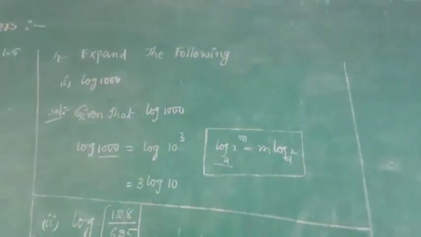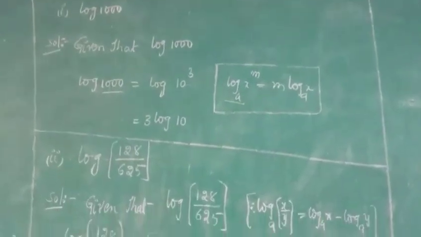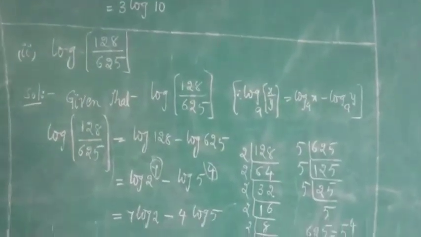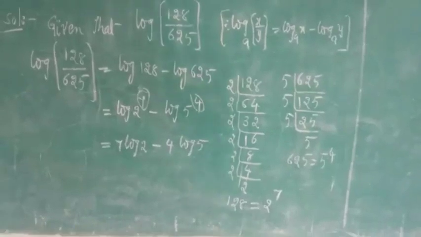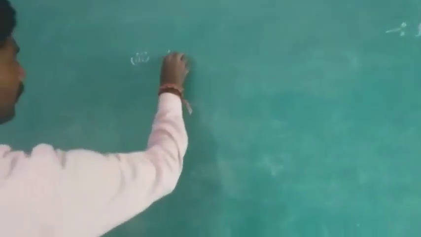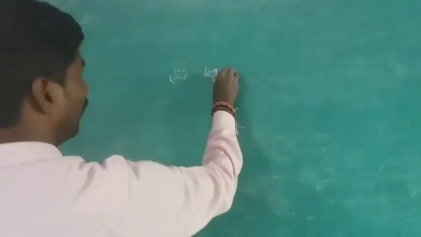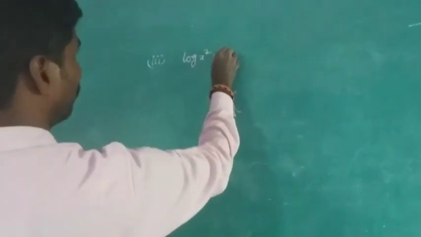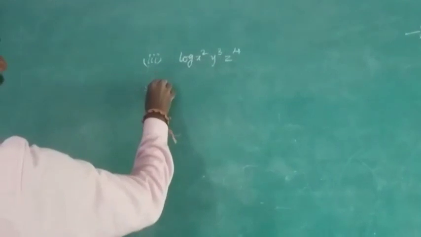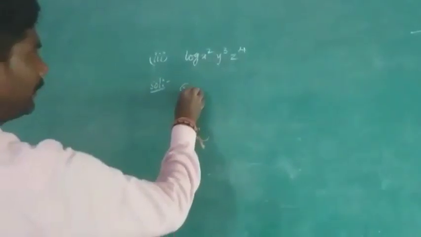Clearly concentrate on these two problems. I would like to explain the third one also. What is the third one? Log x square y to the power of 3 z to the power of 4. So this problem I want to explain, expanding everything. See, what is the given?